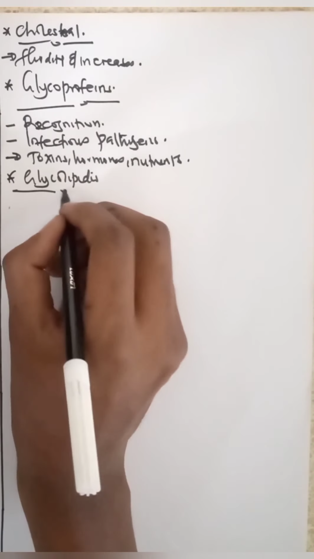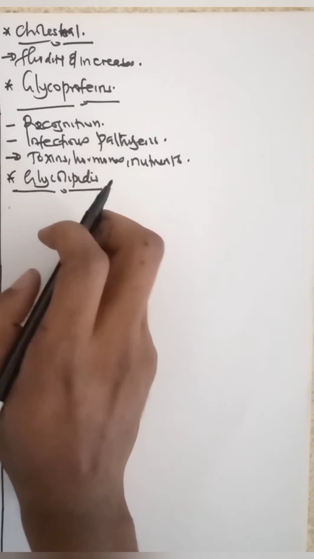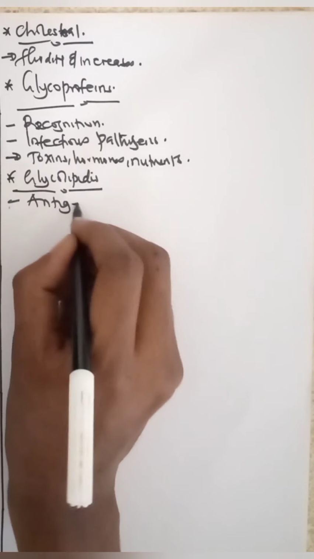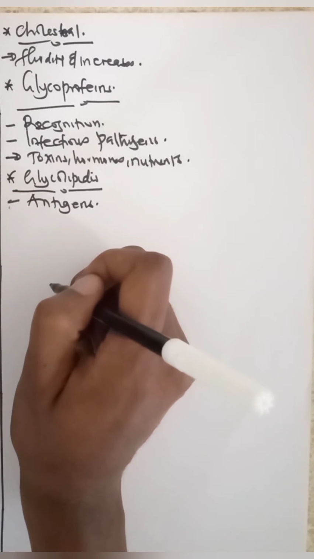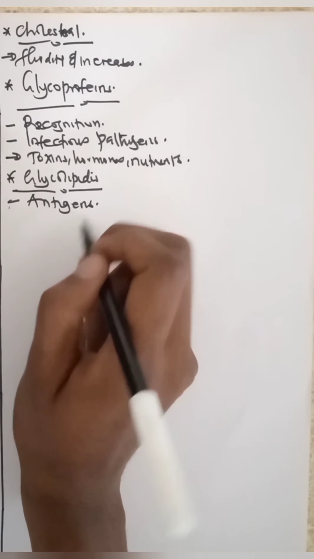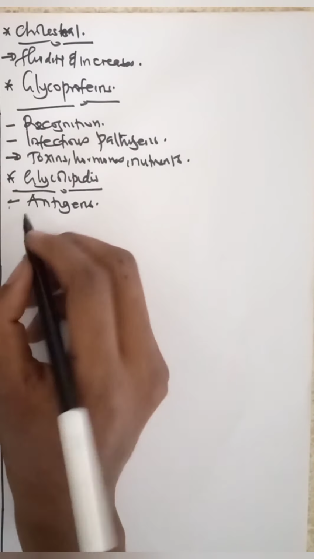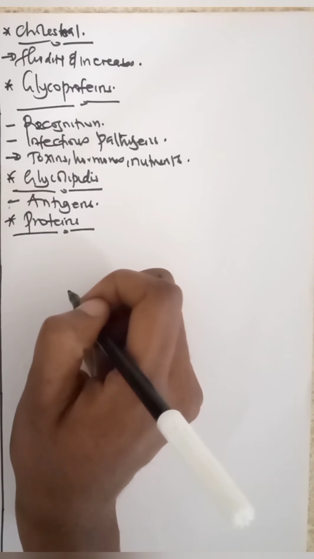Then the other component of the plasma membrane is the glycolipids. These glycolipids majorly serve as antigens for the body's cell-to-cell recognition. In other words, we're talking about the ability of a cell to distinguish one cell from another, such as in the ABO blood system. Then, of course, we'll talk about the proteins as a component of the plasma membrane.